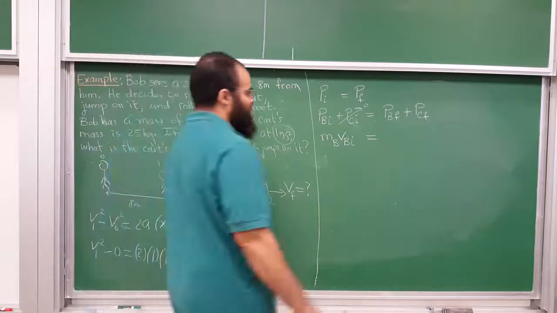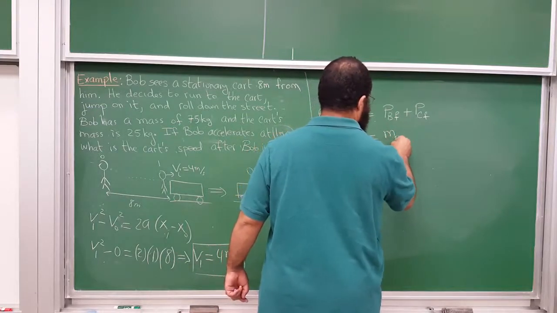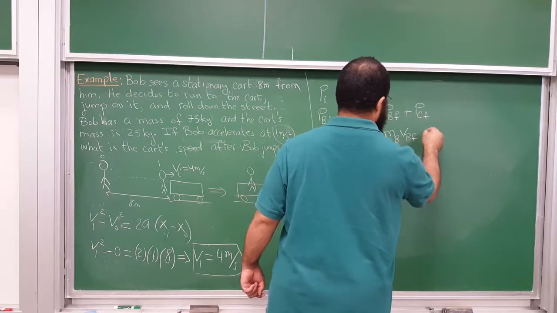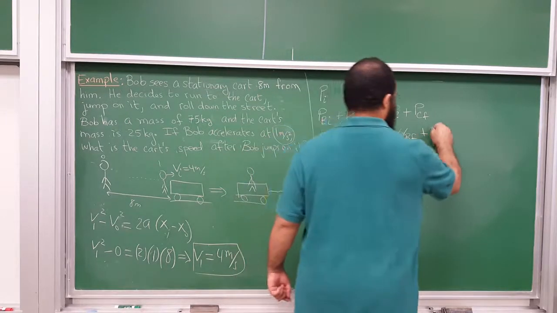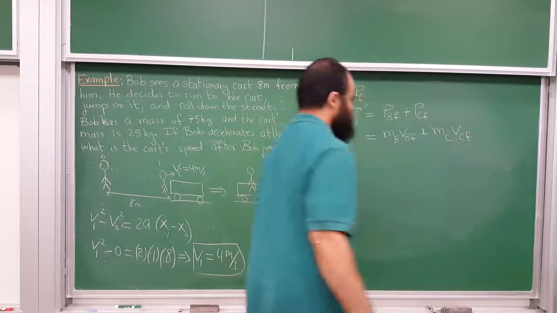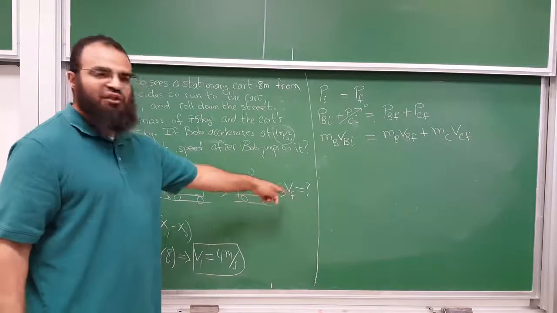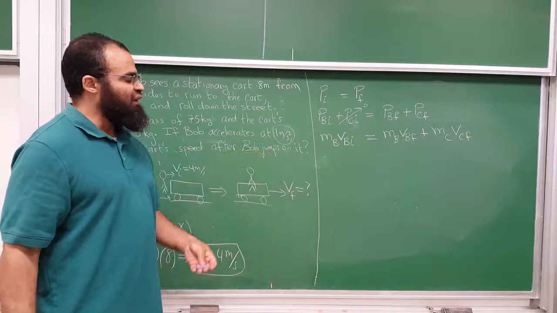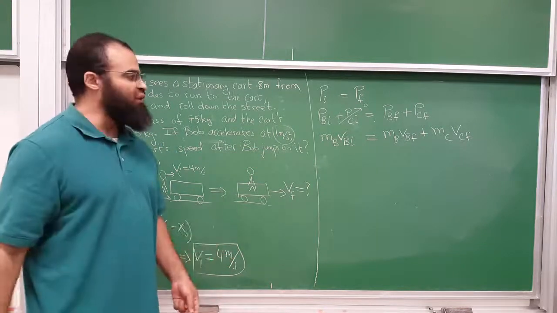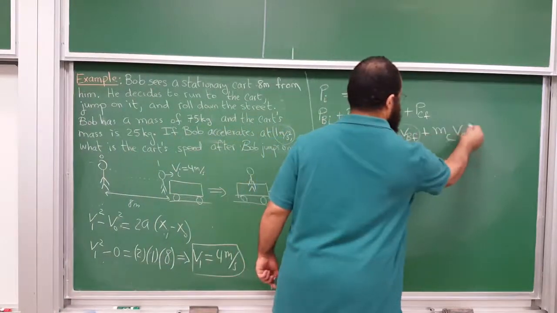The momentum of Bob afterwards will be the mass of Bob times the speed of Bob afterwards, and then the momentum of the cart will be the mass of the cart times the speed of the cart afterwards. But because Bob jumps on the cart and they move at some common speed, the speed of Bob at the end and the speed of the cart at the end will be equal. It will be just V final.